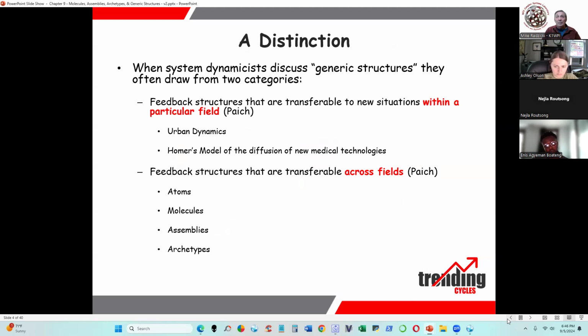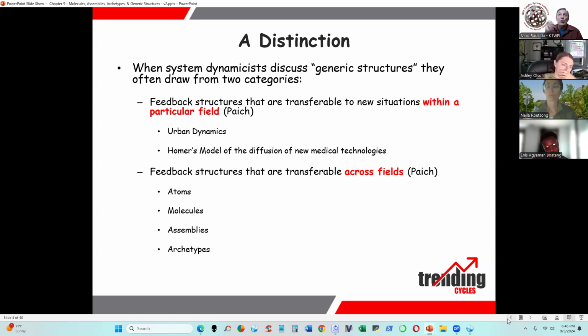If you read the papers that literally say generic structures in them, there's not a lot of agreement in the field as to exactly what is meant by these things. But you'll see David Lane, a British system dynamics guy, makes the point in one of his papers, I'll pull it up in a minute, that this phrase, generic structures, is used so widely, we better be able to define it. Everybody says it, but nobody can define it.